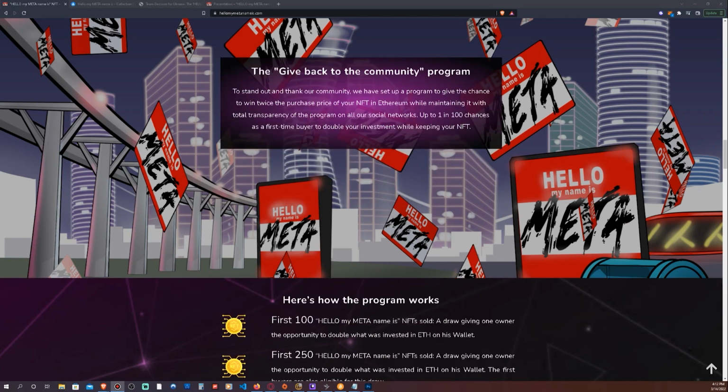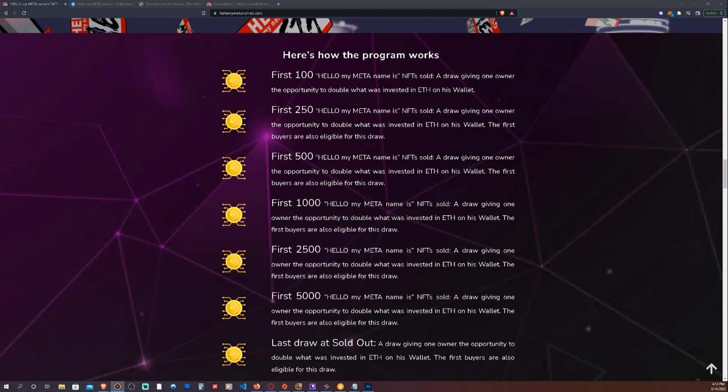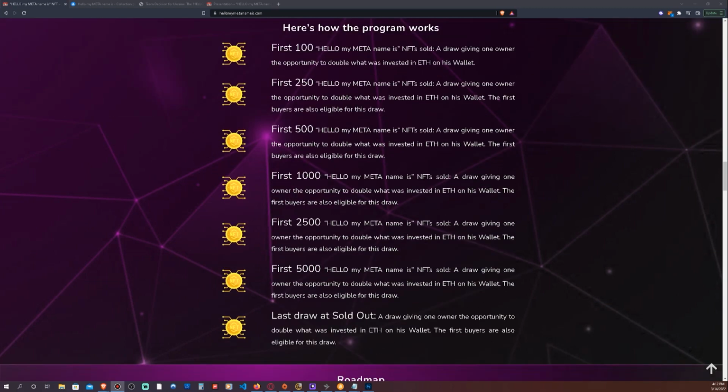So that's a really cool thing you guys get to jump into when you're buying into this program. As a community, you'll be able to possibly win your money back. All right, guys, so here's how the program works.